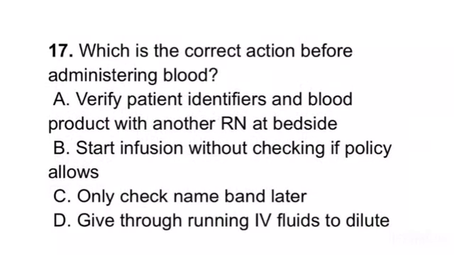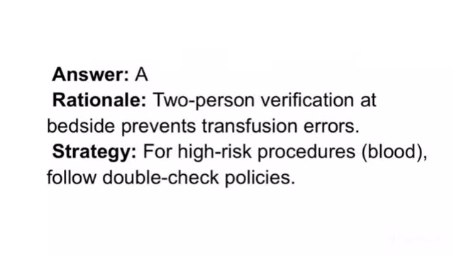17. Which is the correct action before administering blood? A. Verify patient identifiers and blood product with another RN at bedside. B. Start infusion without checking if policy allows. C. Only check name band later. D. Give through running IV fluids to dilute. Answer: A. Rationale: 2-person verification at bedside prevents transfusion errors. Strategy: for high-risk procedures, blood, follow double-check policies.